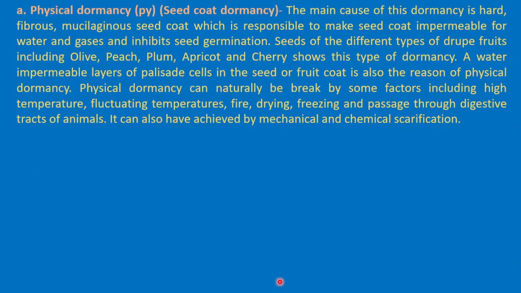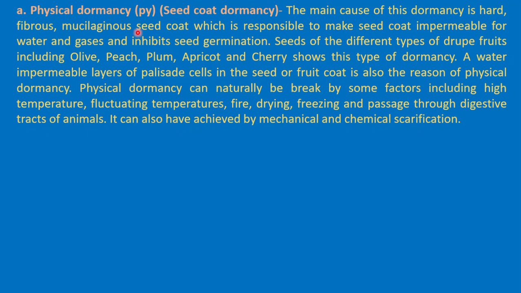First of all, we will discuss physical dormancy. It is indicated by the symbol small py. Physical dormancy, or PY, is also known as seed coat dormancy. This is dormancy due to the seed coat. The main cause of the dormancy is a hard, fibrous, mucilaginous seed coat, which makes the seed coat impermeable to water and gas and inhibits seed germination. So this particular dormancy is due to the seed coat.